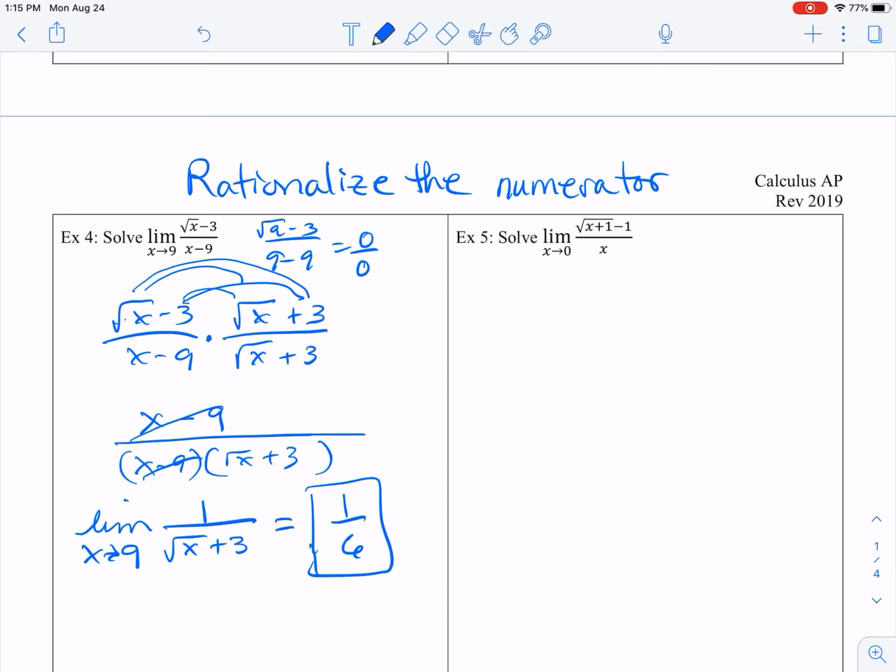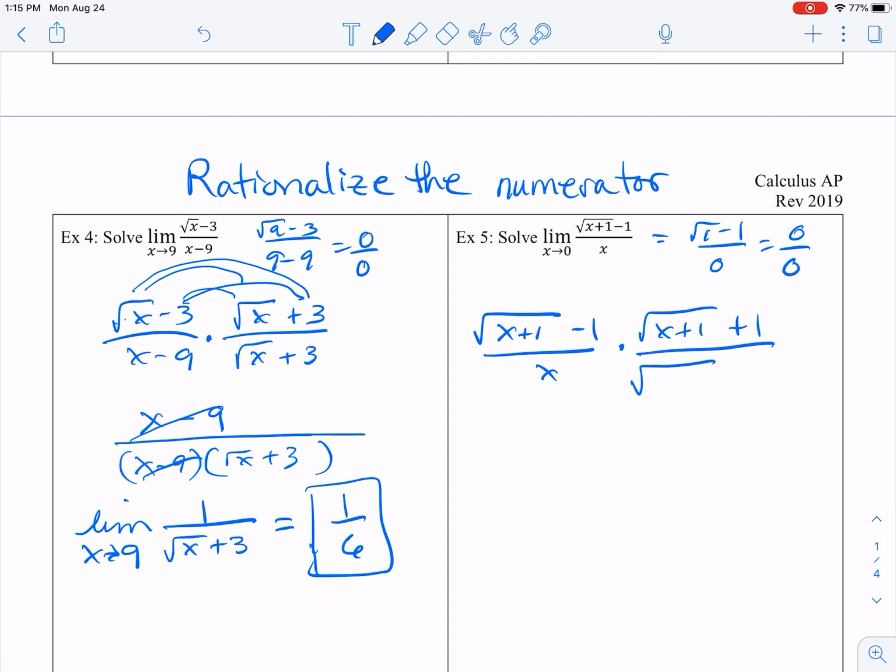Okay, let's do it again. Plug in 0. You get square root of 1 minus 1 over 0. You get 0 over 0. Indeterminate. Indeterminate means you have to do something else. So we're going to rationalize our numerator. Square root of x plus 1 minus 1 over x times the square root of x plus 1 plus 1. Remember, you change that sign to get a conjugate.